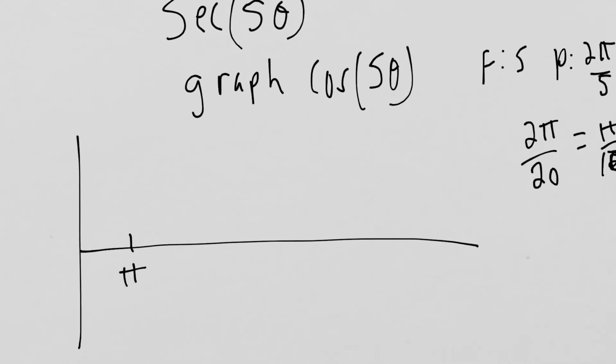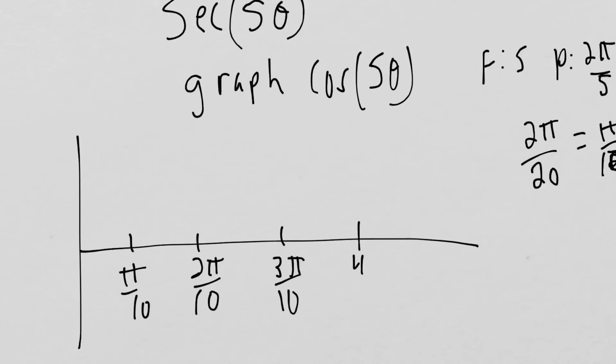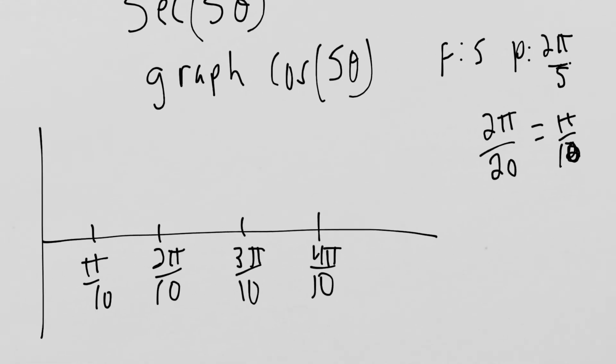So here's pi over 10. Here's 2 pi over 10, or pi over 5. Here's 3 pi over 10. And then here's 4 pi over 10, which is again 2 pi over 5. 2 pi over 5 is one cycle, one period.